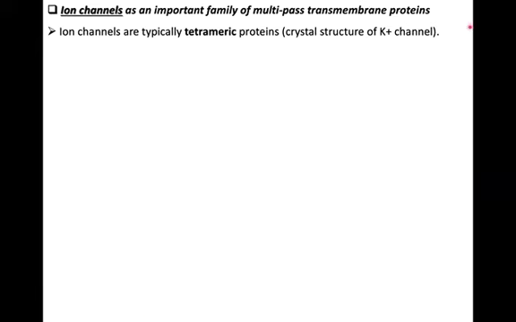Let's talk about a third example, which is an ion channel. Ion channels are also multi-pass transmembrane proteins. One of the good examples is the tetrameric ion channel, which is a tetrameric protein. What's the meaning of tetrameric? That means it's a huge structure composed of four molecules to form a big structure. And we will take an example of that, the crystal structure of the potassium channel.